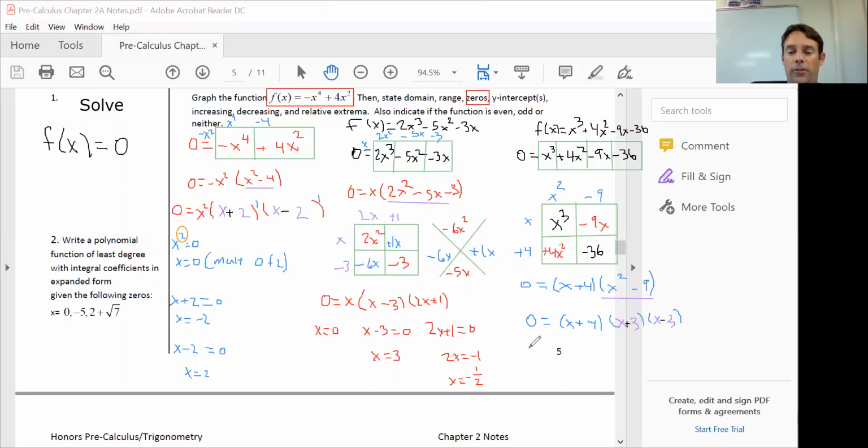So we're going to set each factor equal to 0 and turn them into a root or a 0. Kind of makes sense that we say they're zeros, because a factor is equal to 0. x plus 3 equals 0. So x equals -3. And x minus 3 equals 0.